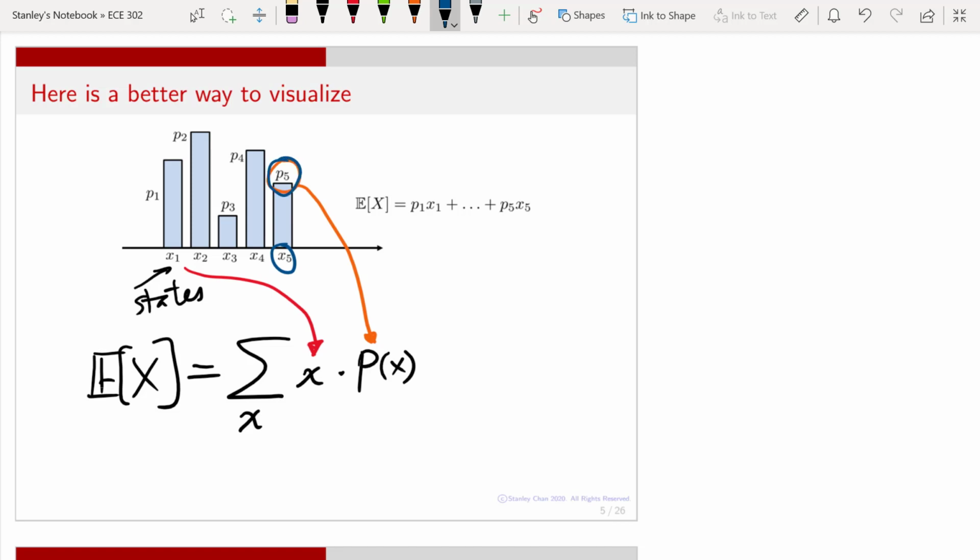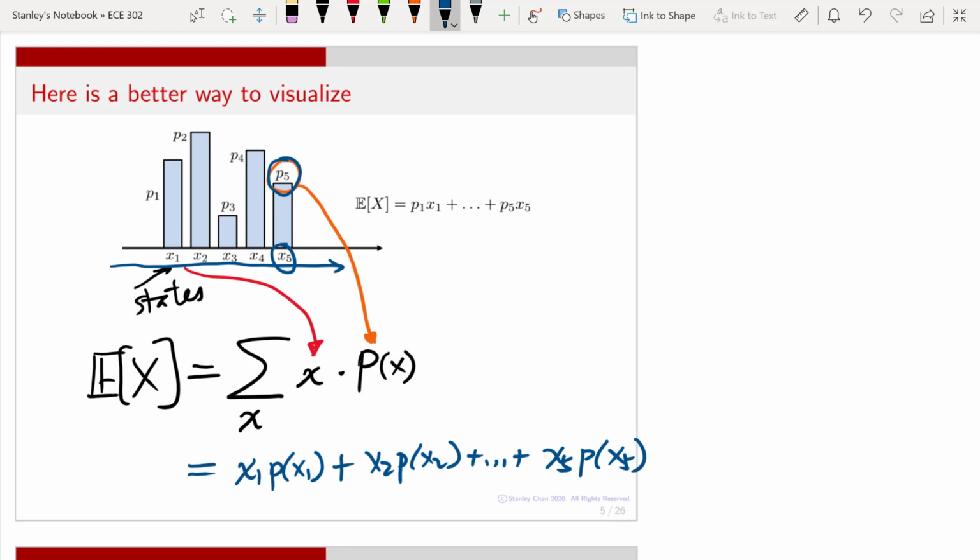And when you try to sum this pair of products up, then you are going through this list of possible states. So if I want to write it out explicitly, then I will have x1 times p of x1 plus x2 times p of x2 plus dot dot dot plus x5 times p of x5. So what is it? Well, you're just multiplying the state. This is your value, and then you multiply this p. p is sort of like the proportion of samples that will take this state.